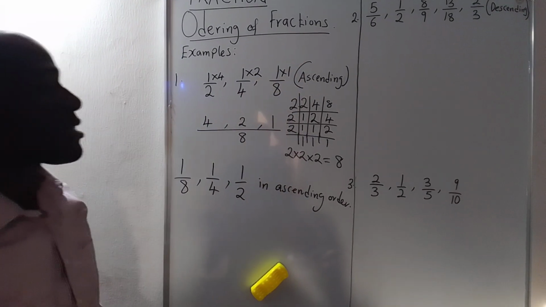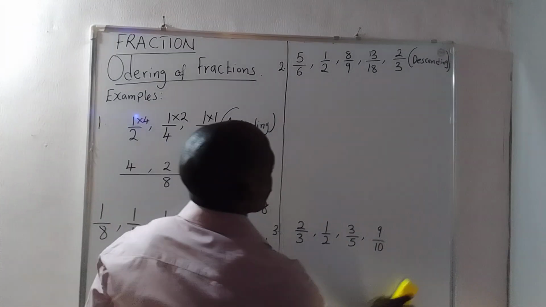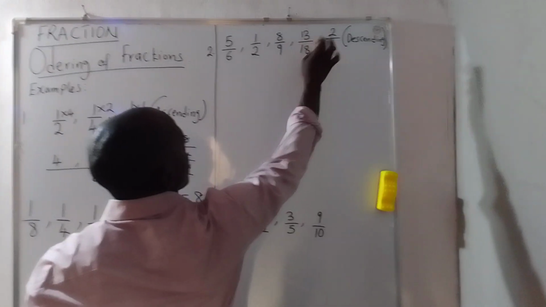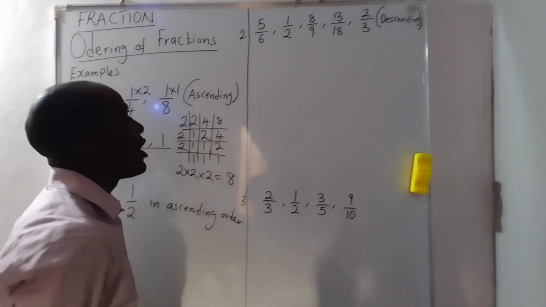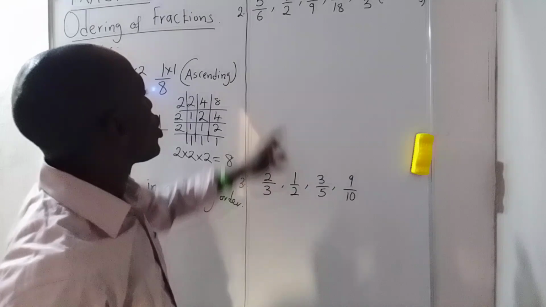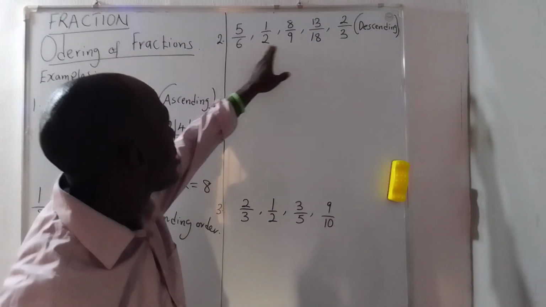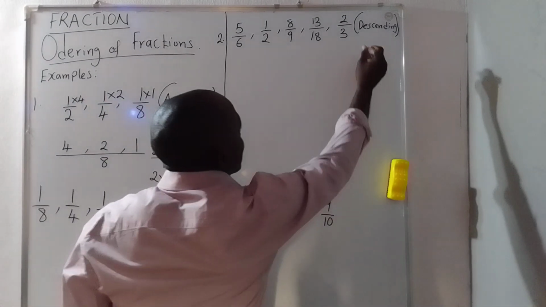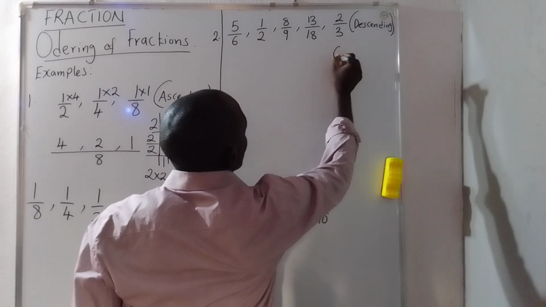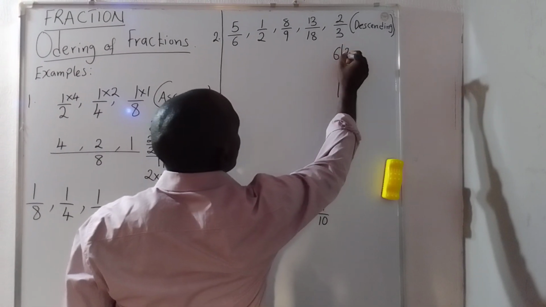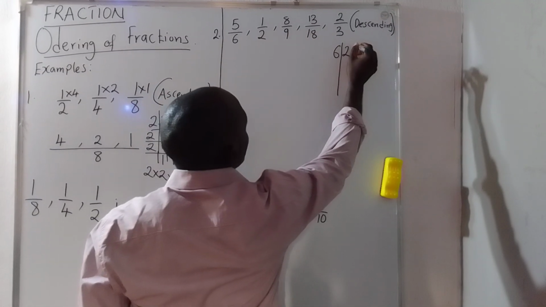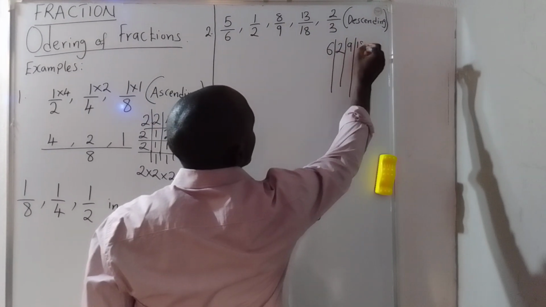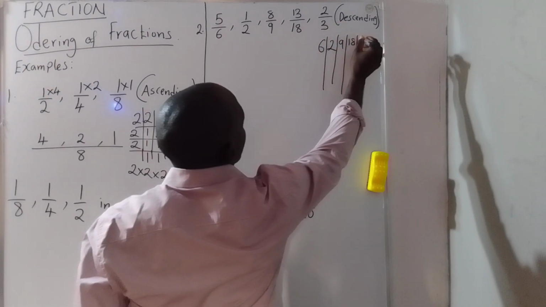Let's quickly look at the second example on the board, where we have 5 over 6, 1 over 2, 8 over 9, 13 over 18, and 2 over 3. The first thing a child needs to do is to pick these denominators and find their LCM. We have 6, we have 2, we have 9, we have 18, and we have 3.